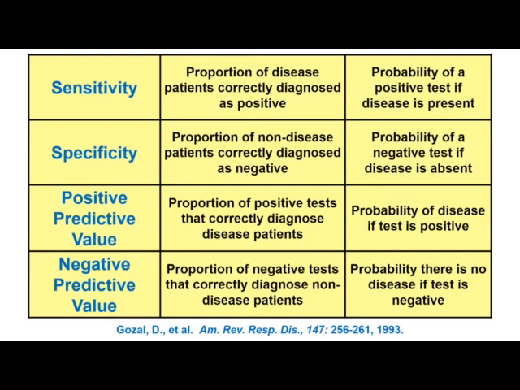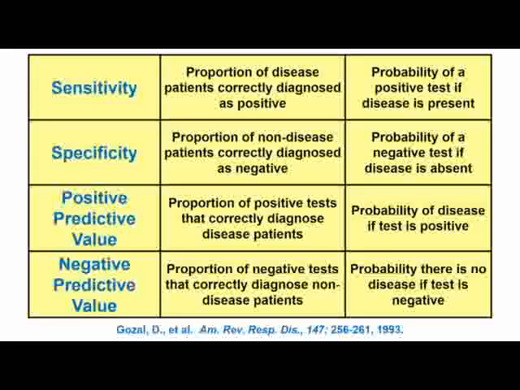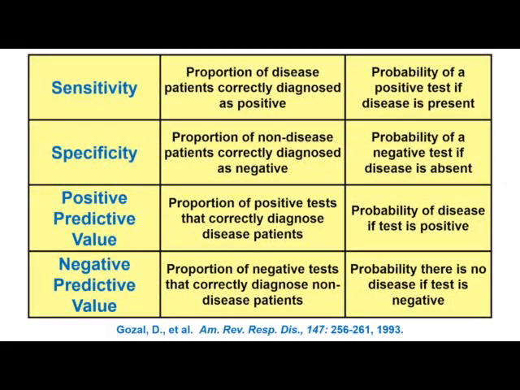And so we're going to talk for a moment here about sensitivity, which is the probability of a positive test if a disease is present, specificity, the probability of a negative test if the disease is absent, positive predictive value, which is the probability of a disease if the test is positive, and negative predictive value, the probability there's no disease if the test is negative.